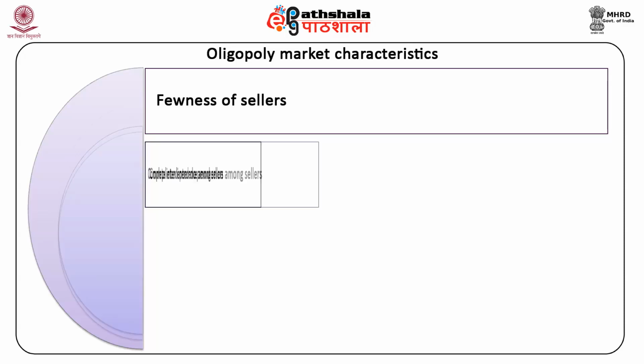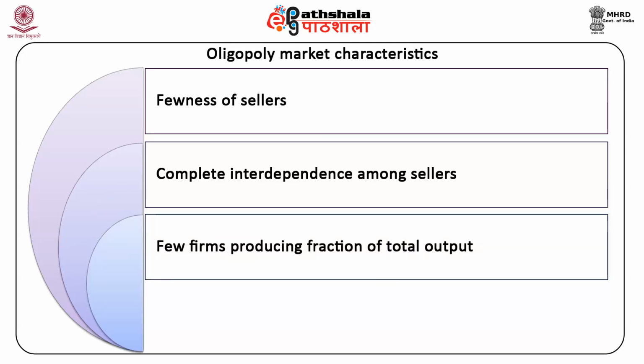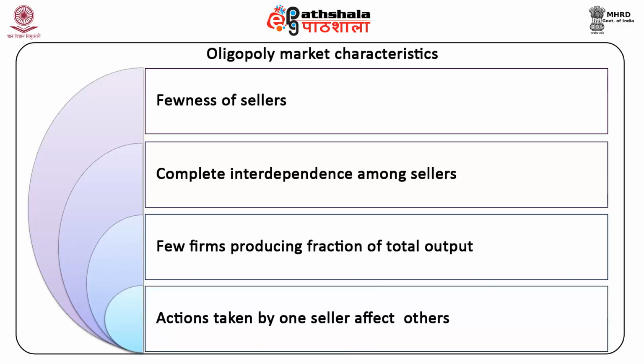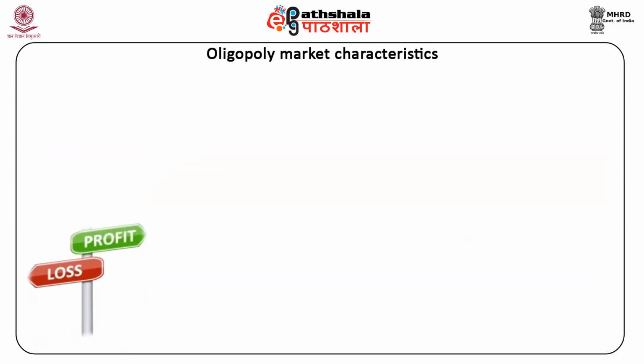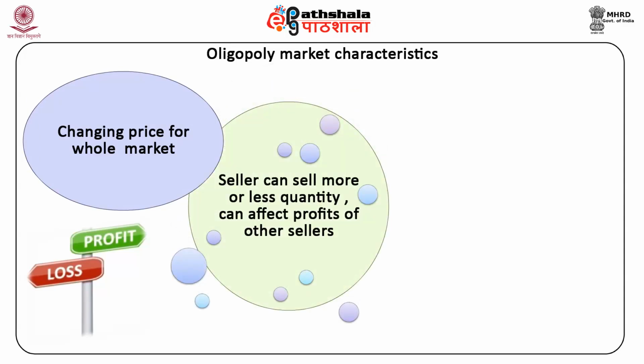Interdependence. There is complete interdependence among sellers in this market. Since there are few firms producing a considerable fraction of the total output of the industry, the actions taken by one seller affect the others. By reducing or increasing the price for the whole oligopolistic market, one seller can sell more or less quantity and can affect the profits of the other sellers.